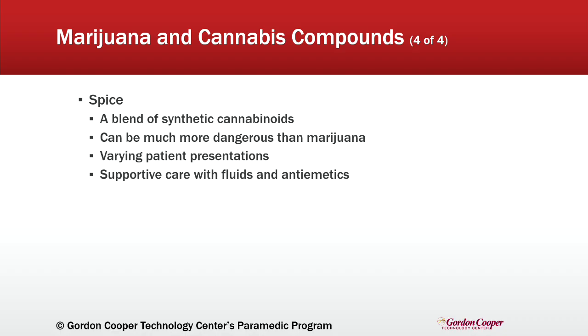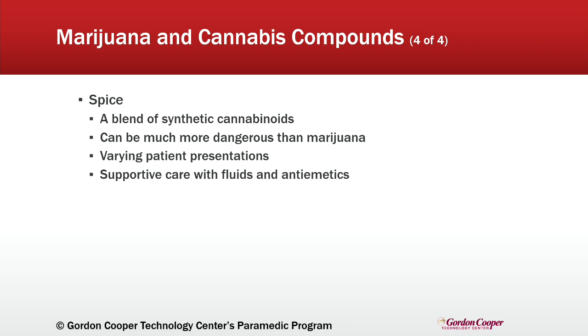Spice, on the other hand, is a synthetic version of a cannabinoid, and it's part of a broader group known as the newer psychoactive substances. Although it's often labeled as synthetic marijuana, it's chemically different and tends to be much more potent and dangerous than your typical marijuana.